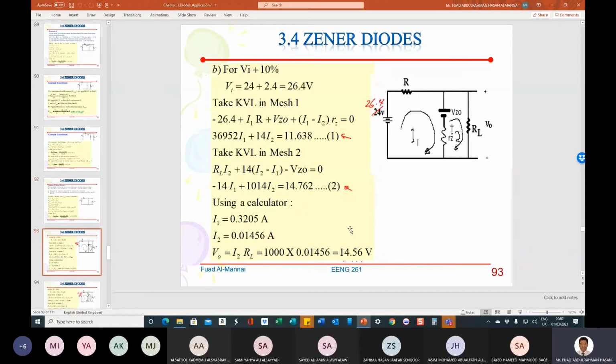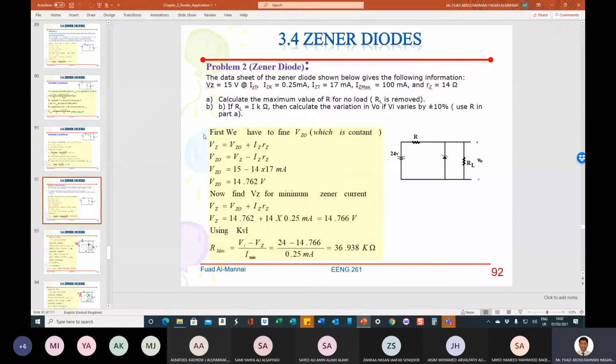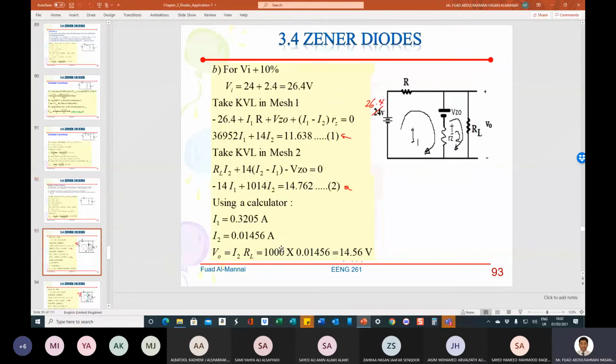Okay. All right. The second question here: if RL is 1K, then calculate the variation in V out if VI varies by plus or minus 10%. Use RZ. Okay. All right, so here we go.